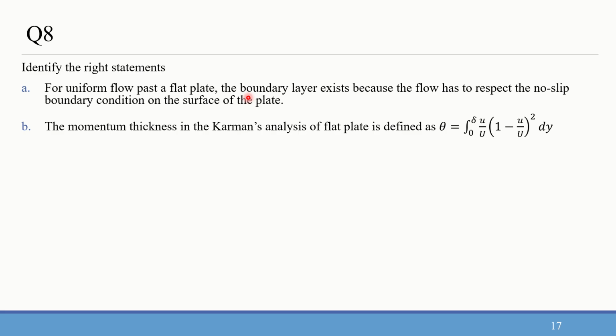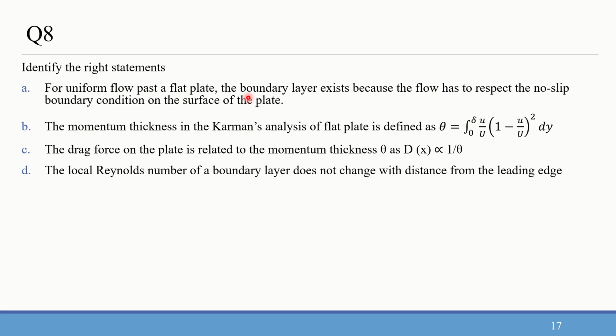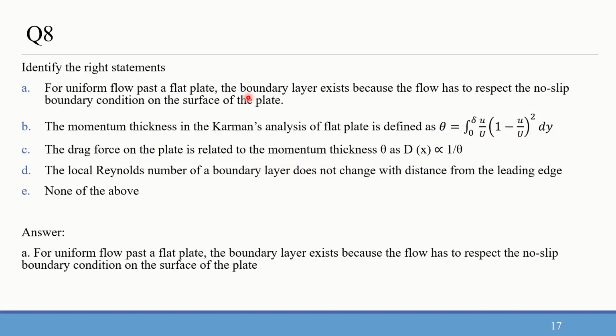The momentum thickness in Karman's analysis of flat plate is defined as theta is equal to integral of u by U times (1 minus u by U) the whole square dy, integral from 0 to delta. The drag force acting on the plate is related to the momentum thickness theta as D is proportional to 1 by theta. And the local Reynolds number of a boundary layer does not change with distance from the leading edge. None of the above. So the answer is actually option A.